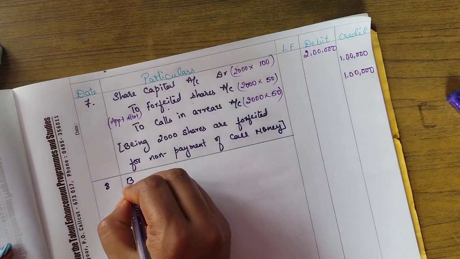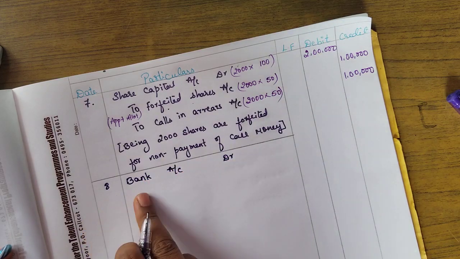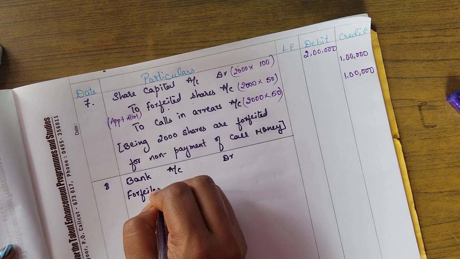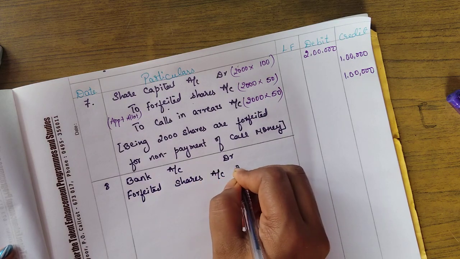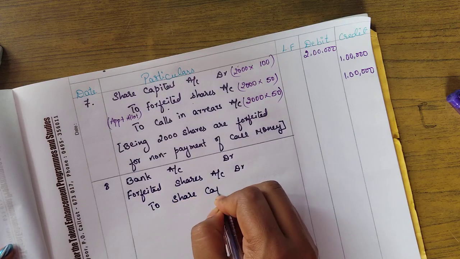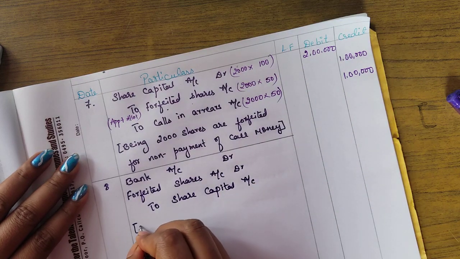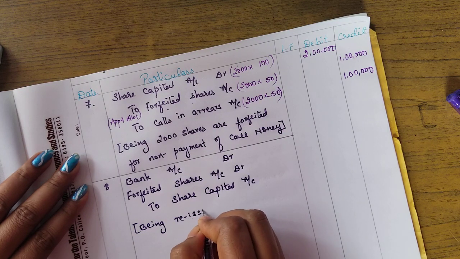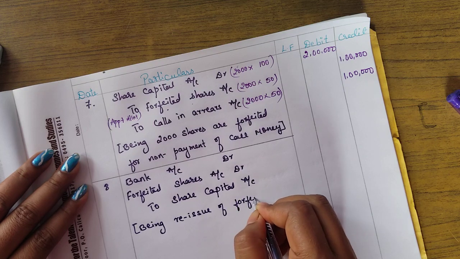Reissue of shares. When they reissue, obviously it is through the bank. They receive some amount. So bank account is debited. Next, forfeited account also will be debited. Forfeited shares account debtor to share capital account. Narration being reissue of forfeited shares.